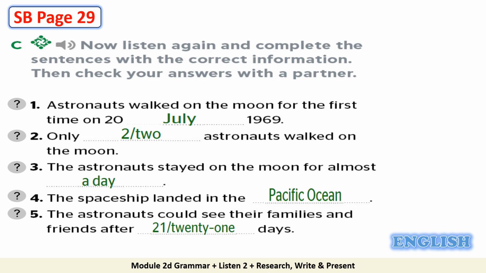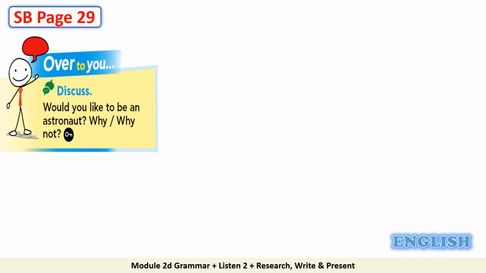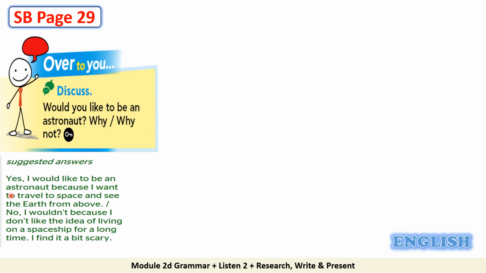Well done, students. All your answers are correct. Together we move to the Over to You section. Over to you. Discuss. Would you like to be an astronaut? Why? Why not? Here I have a suggested answer for you. Yes, I would like to be an astronaut because I want to travel to space and see the Earth from above. Or, no, I wouldn't, because I don't like the idea of living on a spaceship for a long time. I find it a bit scary.